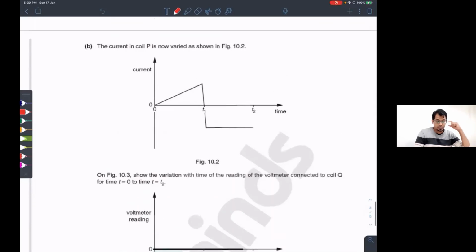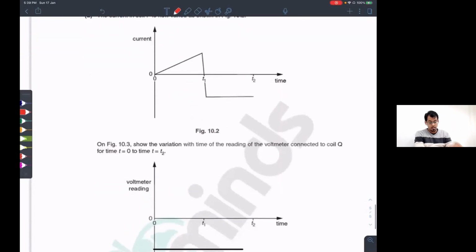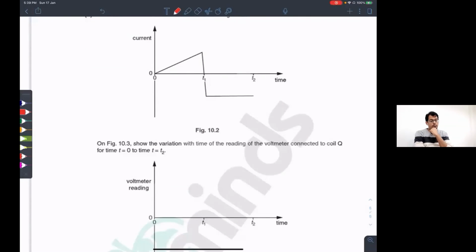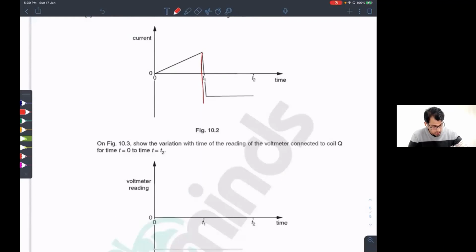Now, the question says the current in coil P is now varied as shown in figure 10.2. On figure 10.3, show the variation with time of the reading of the voltmeter connected to coil Q for t equals 0 to t equals T2. Now, number one, the first thing you should have marked is this distance. Let me make it dotted so that we can relate it.